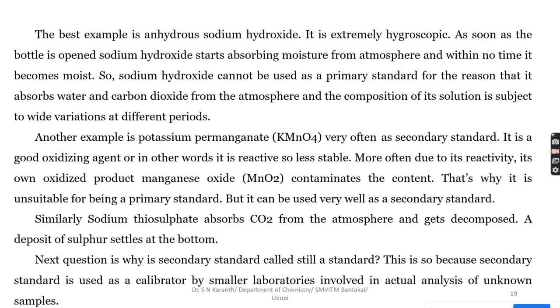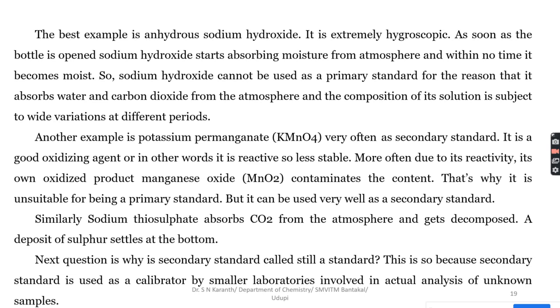So it cannot be used as a primary standard solution because it is hygroscopic in nature. It immediately absorbs water and even a small quantity of carbon dioxide from the atmosphere. The actual composition, that is sodium hydroxide, becomes other than sodium hydroxide, meaning sodium hydroxide containing a few moles of water.